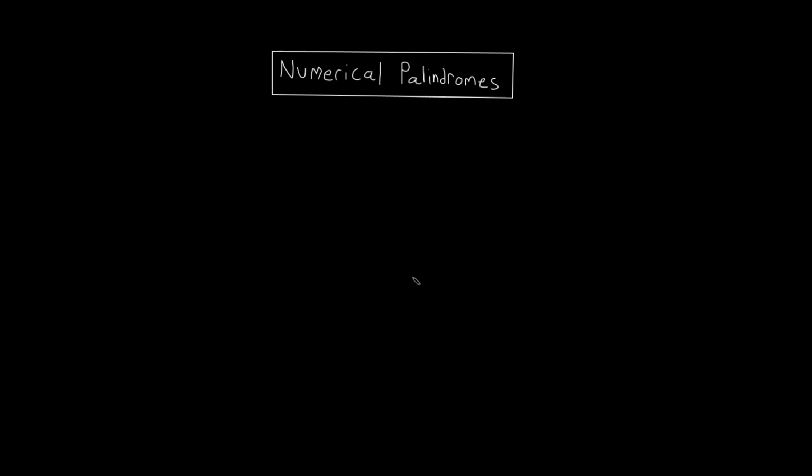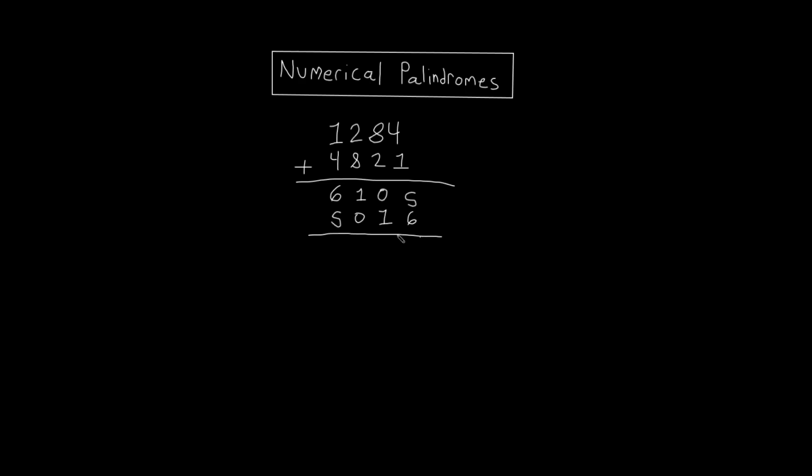Now we shall do one final example. And this example I stole directly out of the book. 1,284. Let's reverse the digits. 4,821. Let's add them together. The result, 6,105. Let's reverse that. 5,016. Let's add them together. 11,121. 23,232. But also a numerical palindrome. They say that this is true for all numbers.